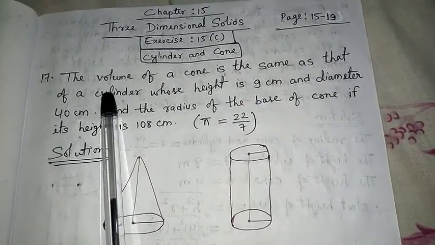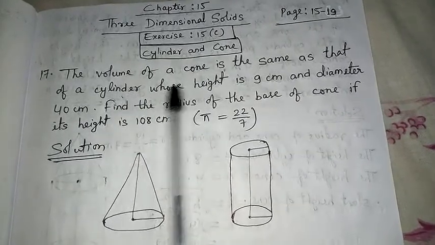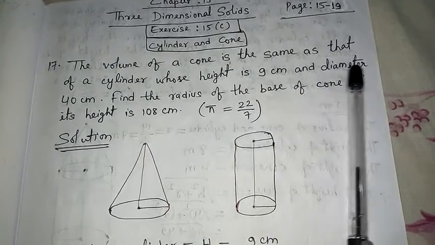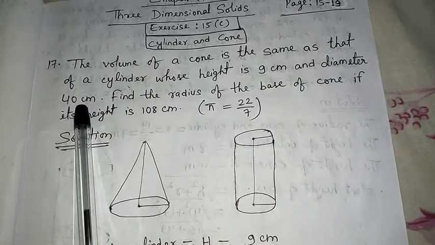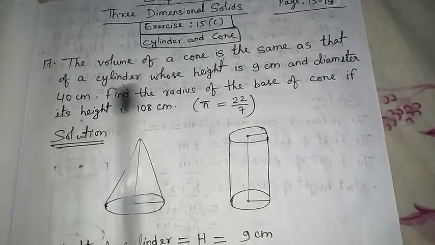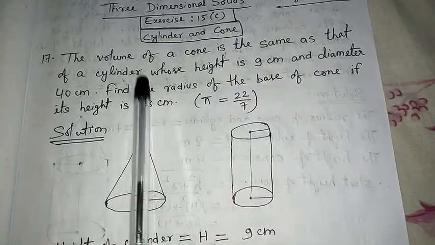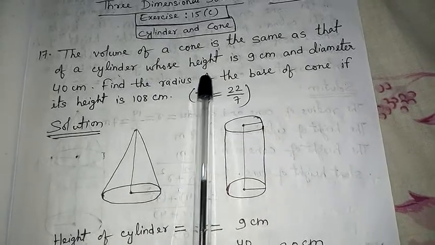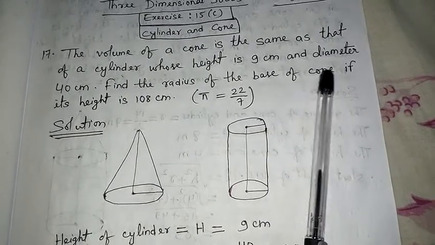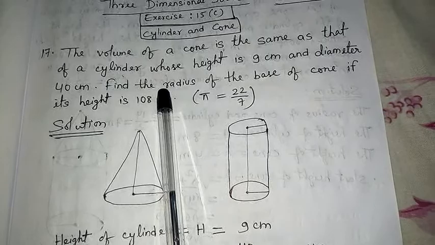So the height of the cylinder is 9 centimeter, and from the diameter I will get the radius, that is 20 centimeter. 40 will become 20, half of diameter is radius. So the cylinder's height is 9 centimeter and radius is 20 centimeter. Now find the radius of the base of the cone. So you have to find the radius of the cone.